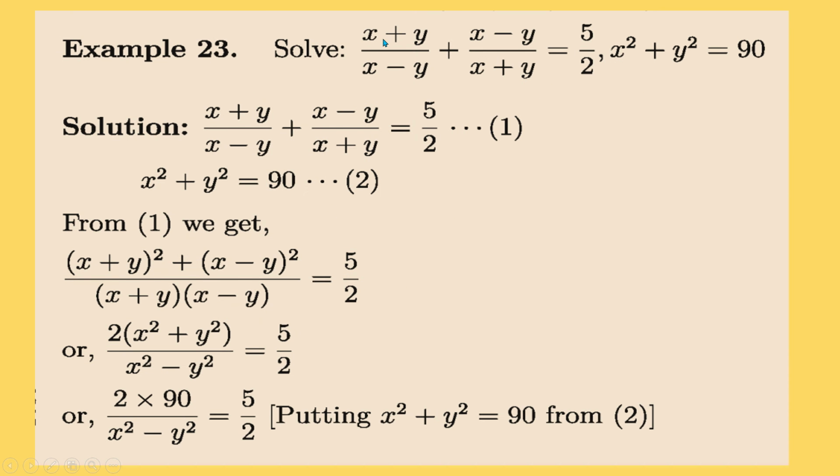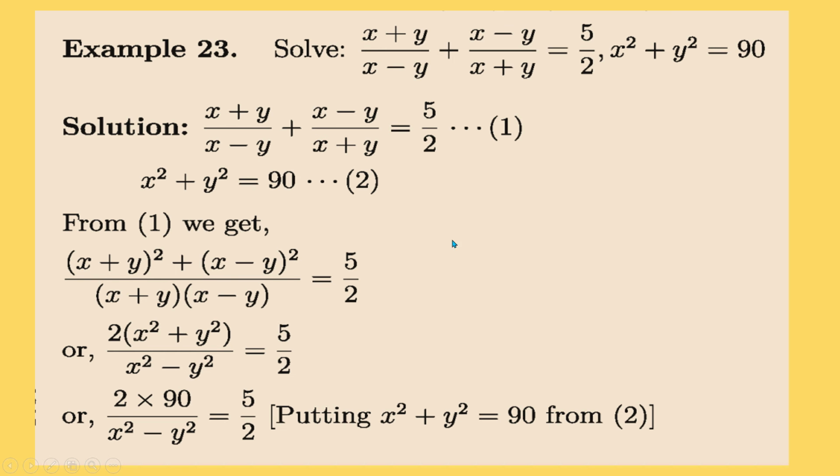Example 23. Solve (x plus y) by (x minus y) plus (x minus y) by (x plus y) is equal to 5 by 2, and x square plus y square is equal to 90. Solution: this is equation number 1 and this is equation number 2. This is the given condition.